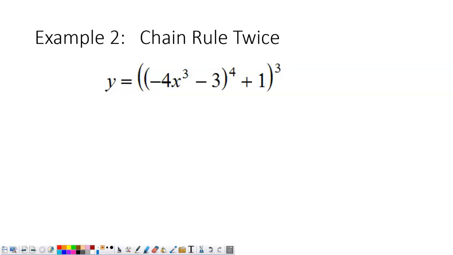All right, let's take a look at another example here. This is what I'm going to call the chain rule twice. Okay? Now, before I start teaching this example, I want to talk to you about eggs. Yes, I said it. Eggs. So I'm going to draw you guys a picture of an egg here.